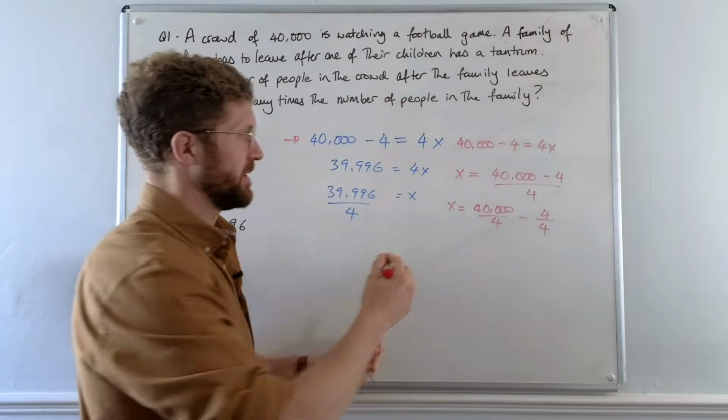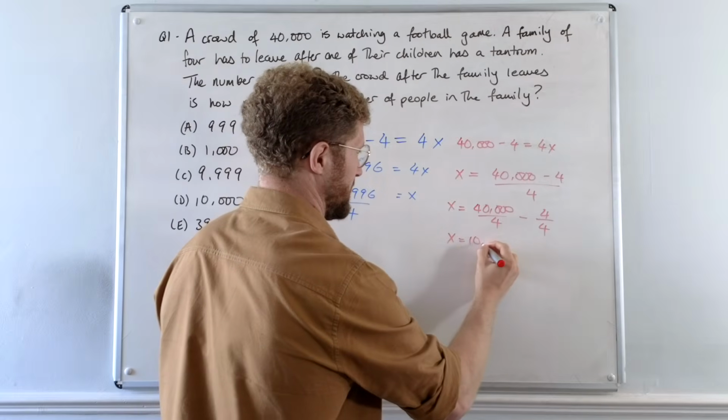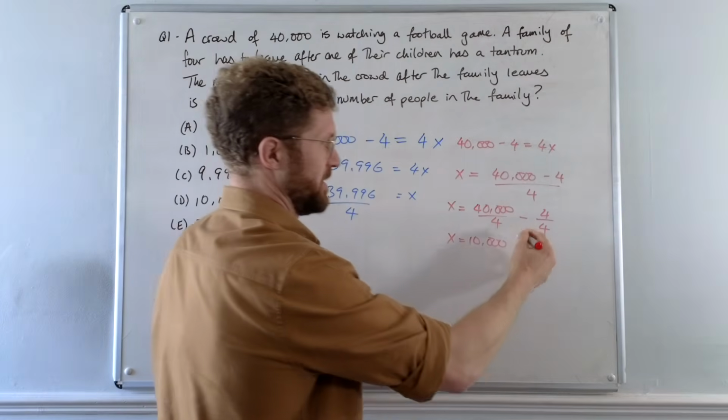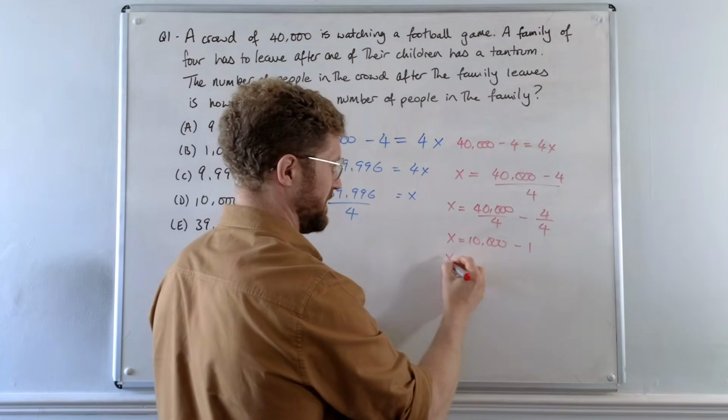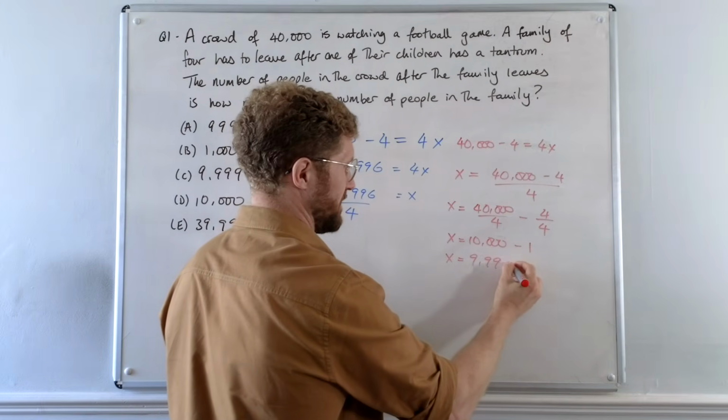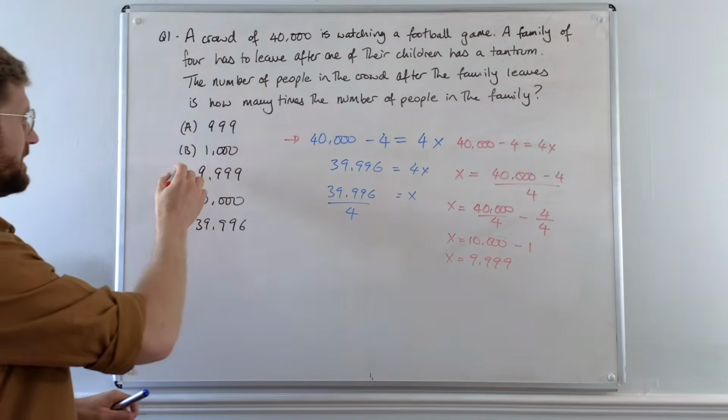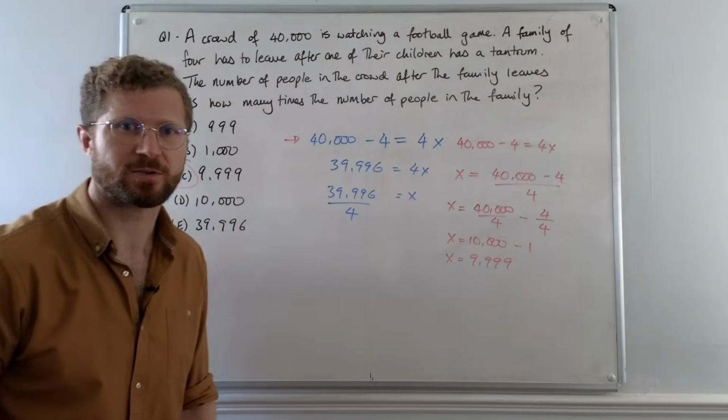Well, 40,000 divided by 4 is just going to give us 10,000, and 4 divided by 4 is just going to give us 1. And so the final answer we're going to get here is 9,999. And so C is the answer to this question.